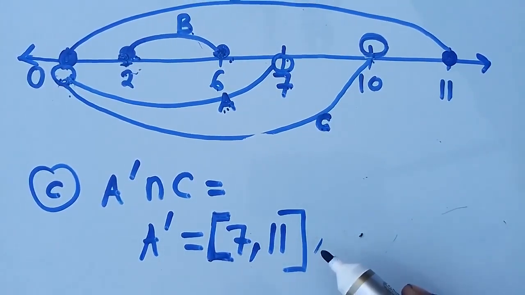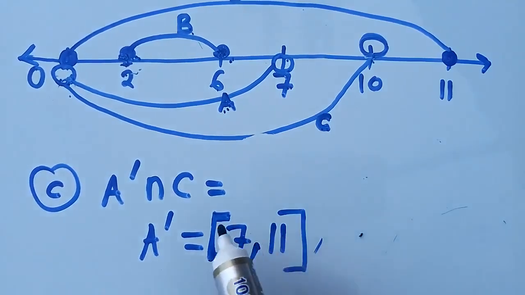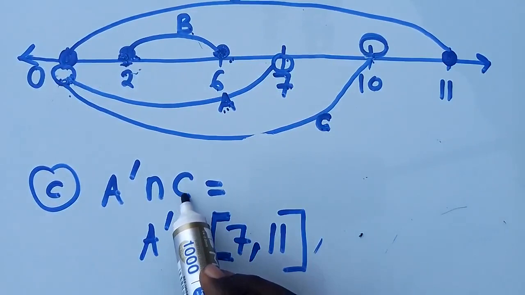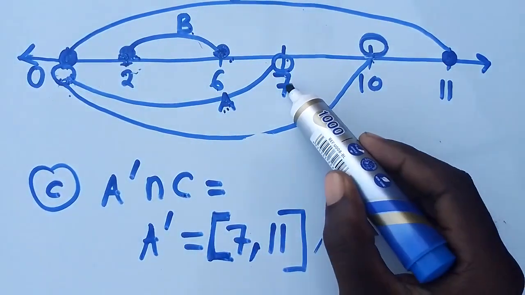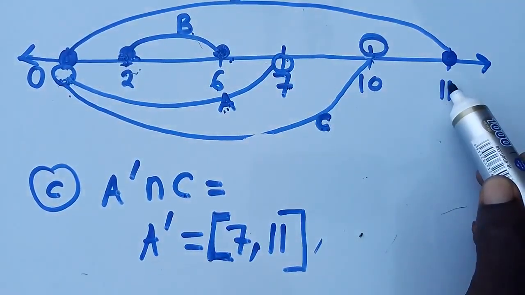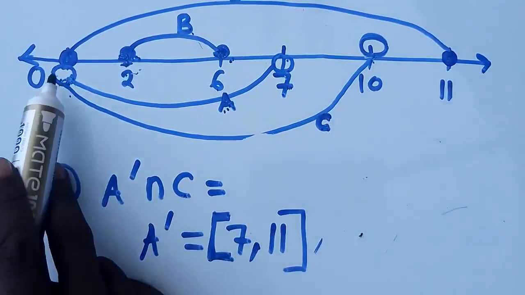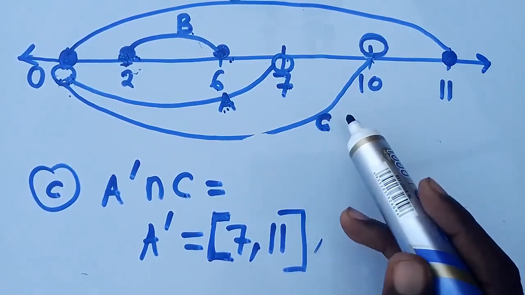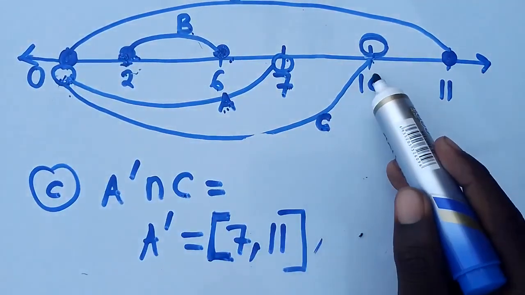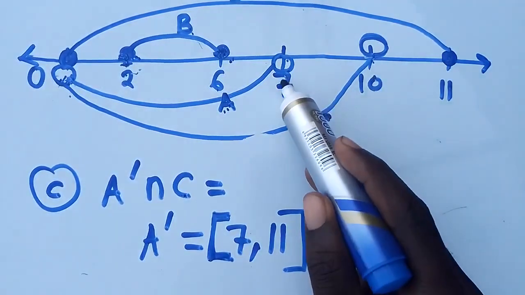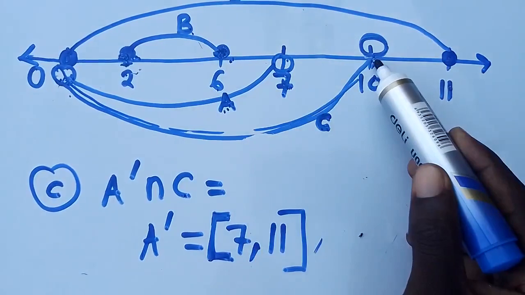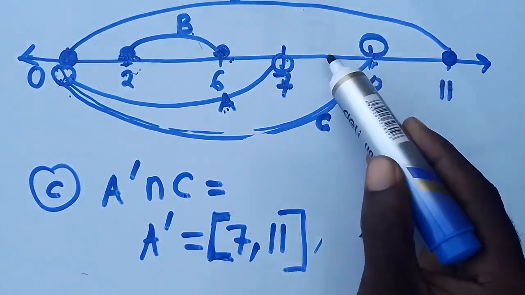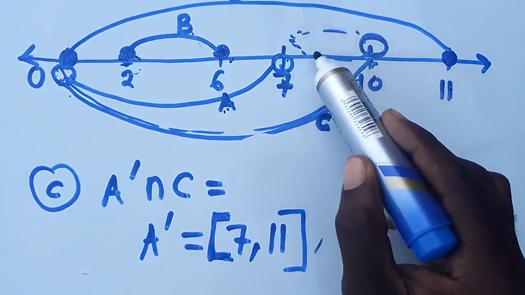Since this is our A complement, what are we going to do next? Intersecting with C. So 7 to 11, intersecting with C. C is from 0 to 10. So where do we have common numbers? From there to there, this is where I've got the part which is common.